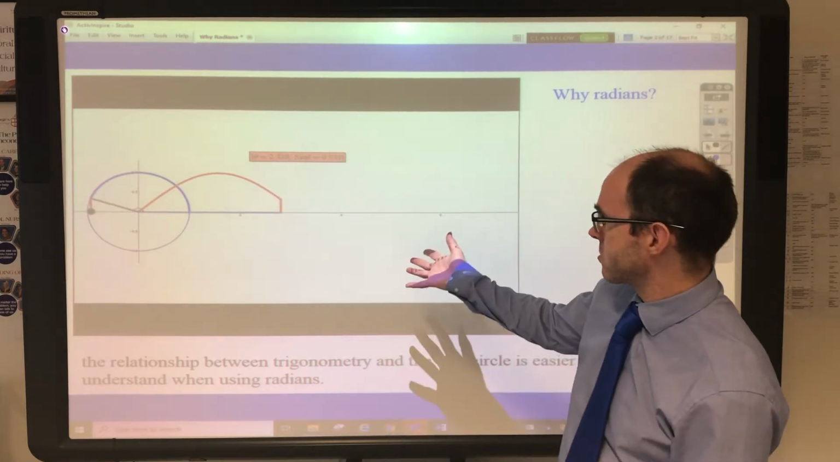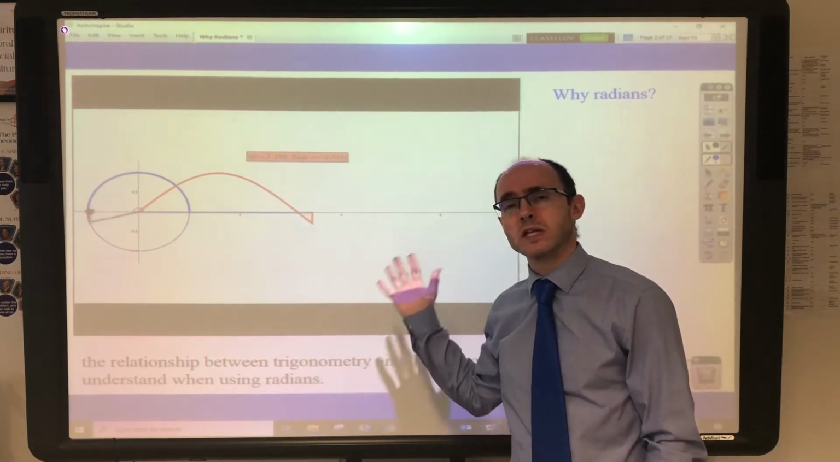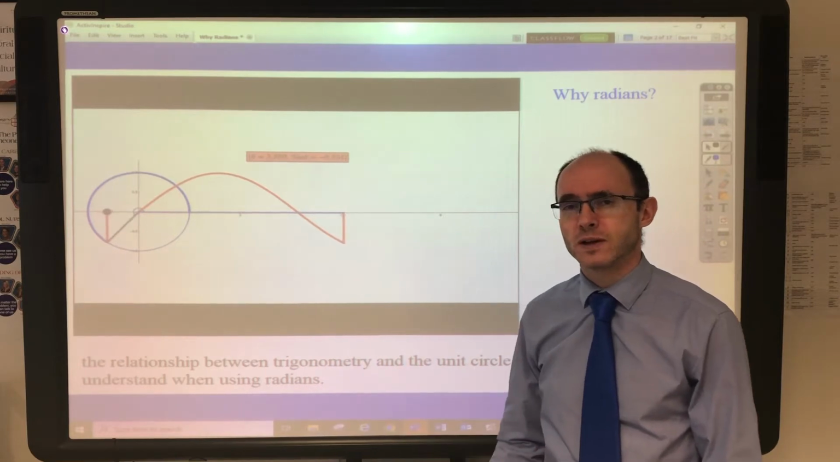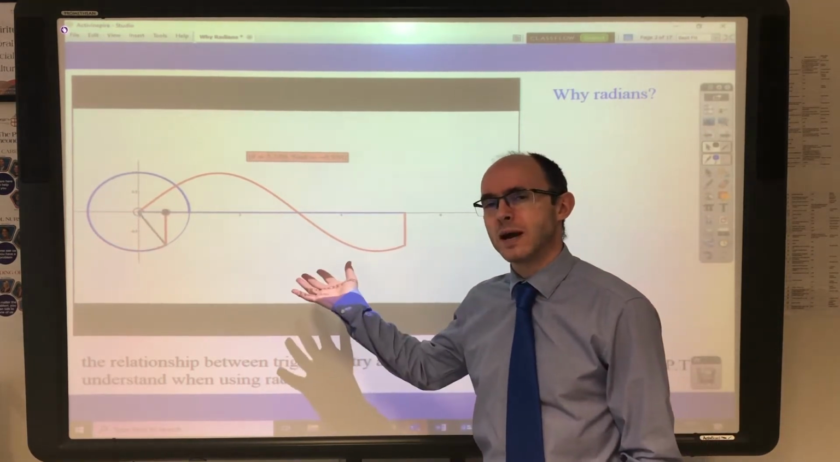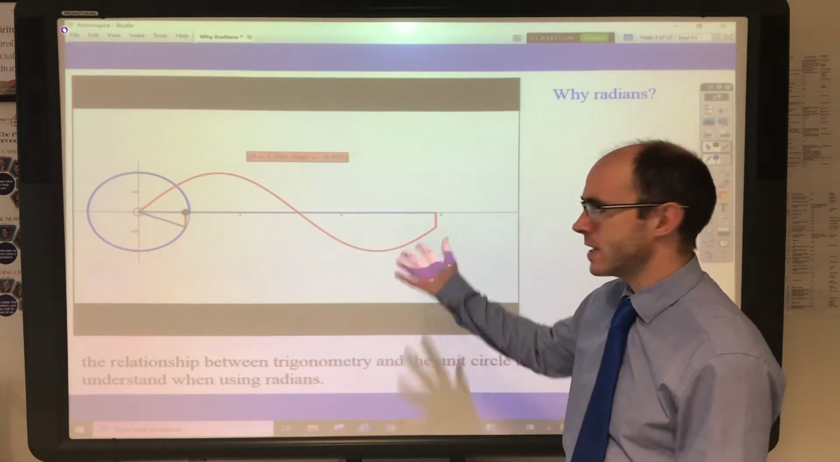Okay, this diagram is something that I love. It's showing the relationship between trigonometry and the unit circle. Okay, I really do like this. In particular, this is the sine graph. How is that happening? Why is that happening? It's because we use radians. I'll get onto that very shortly.